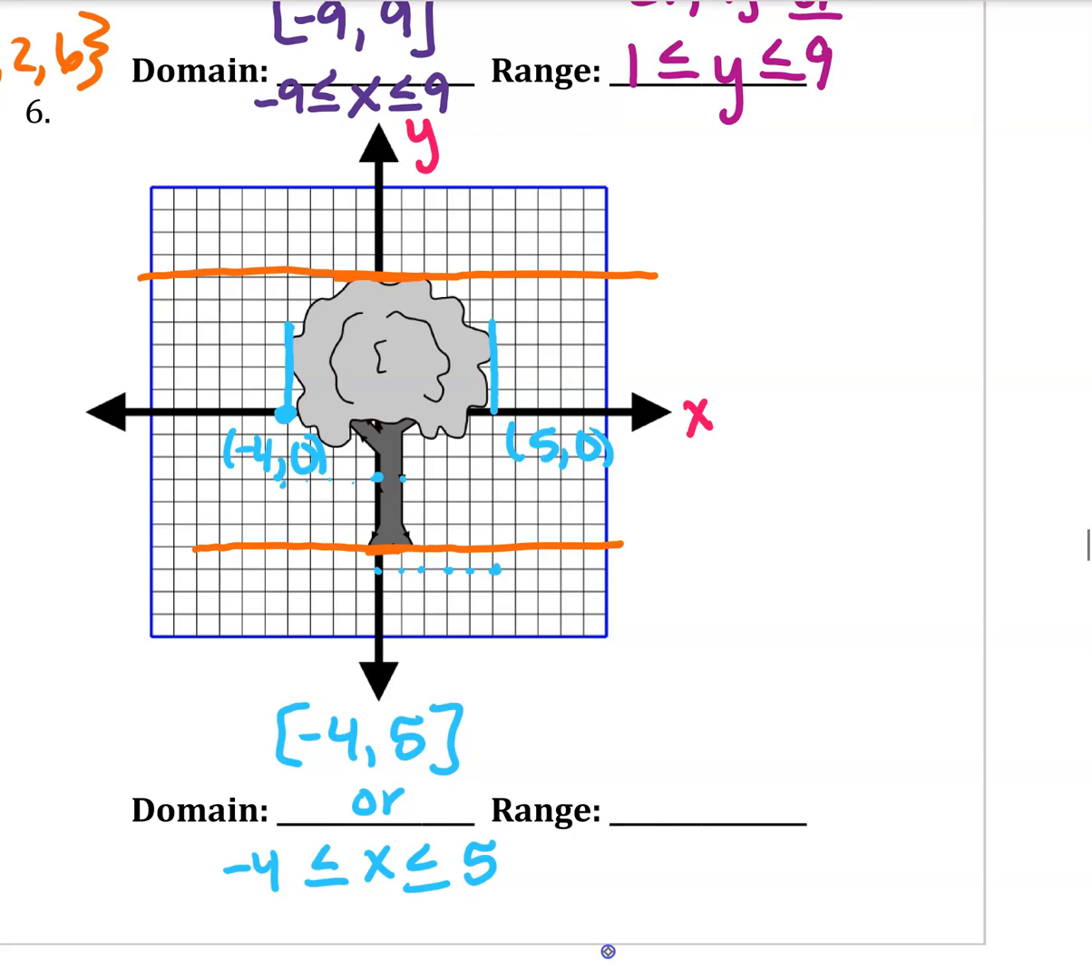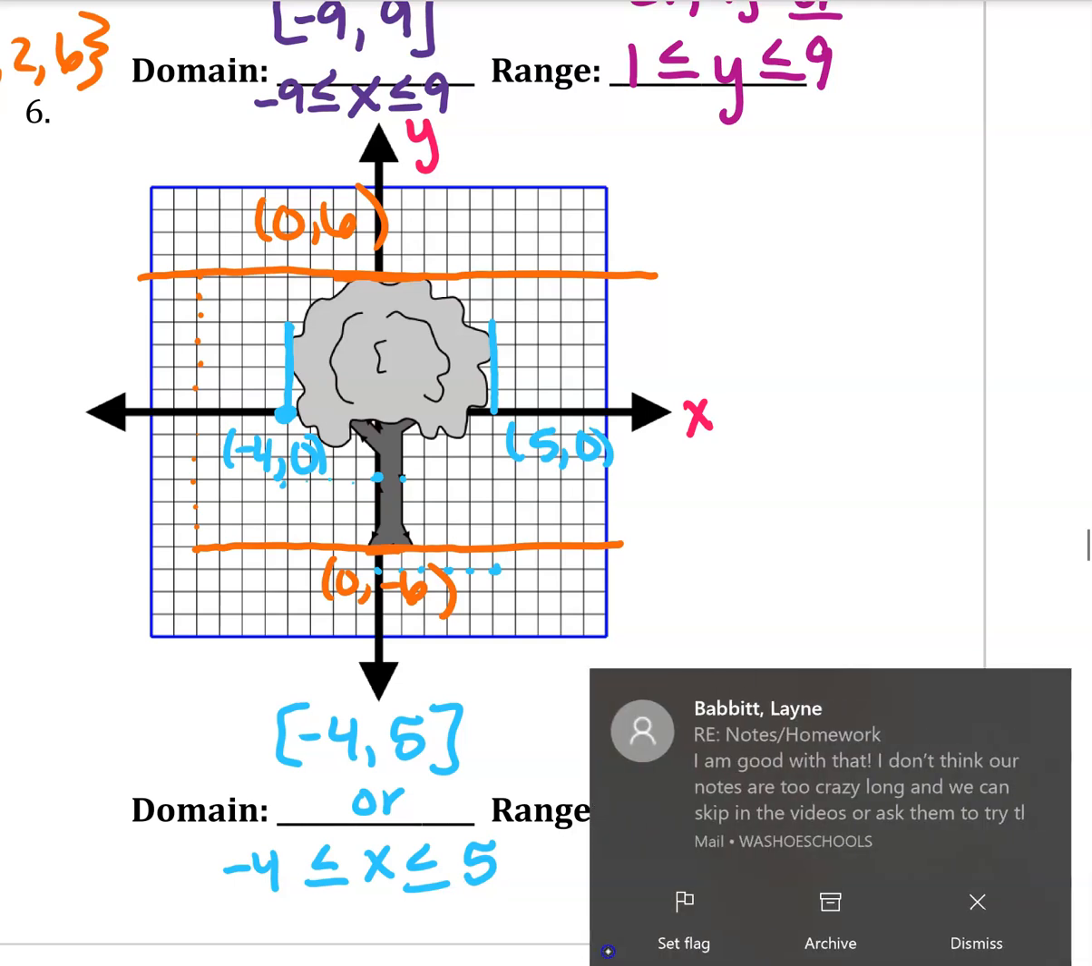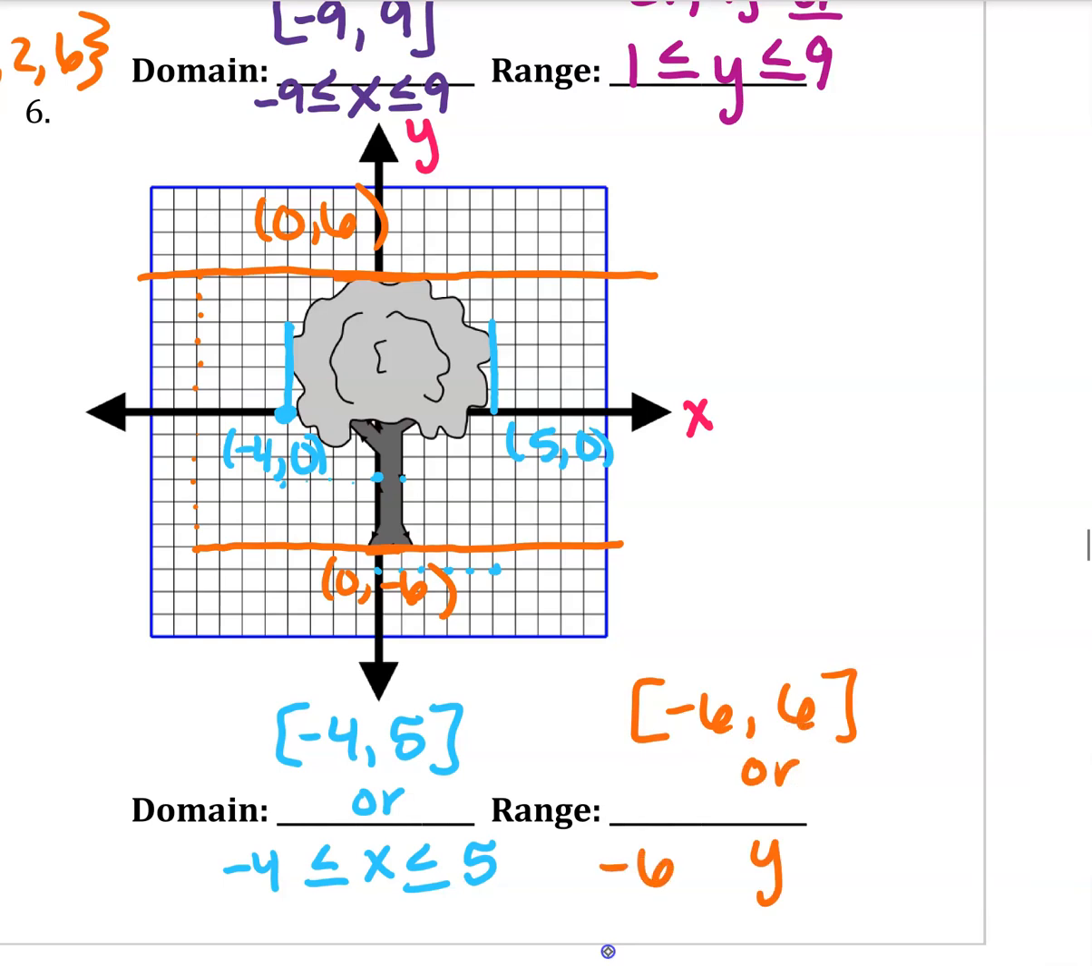So let's do our smallest first. Our smallest y is 1, 2, 3, 4, 5, 6. So -6. Okay, and then the biggest y is 1, 2, 3, 4, 5, 6. 6 again. So smallest y is -6. Biggest y is +6. Or if you're doing your inequality, put your y in the middle. -6 to 6. Put your less than or equal to's. Okay, not bad.